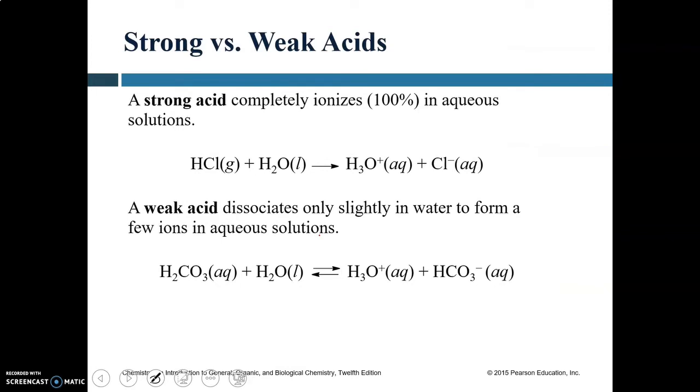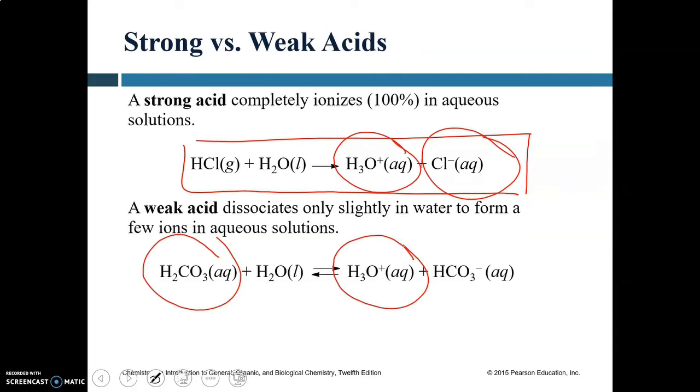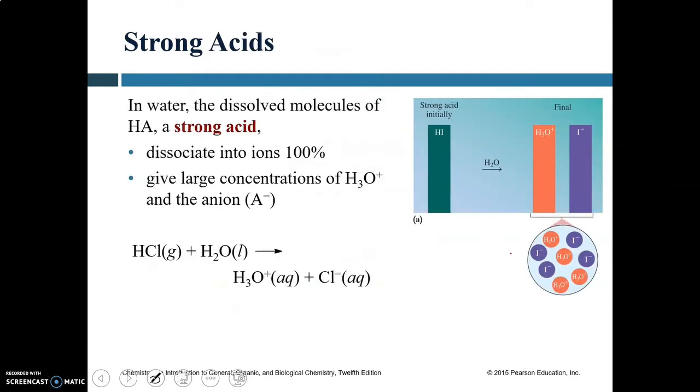So let's talk about strong and weak acids. A strong acid completely ionizes in aqueous solution. So hydrochloric acid, for instance, completely dissociates into hydronium ions and chloride anions. A weak acid, such as carbonic acid, when it interacts with water, forms few hydronium ions and few bicarbonate ions, but most of it exists in the molecular form. So, for instance, hydroiodic acid, when dissolved in water, completely dissociates into hydronium ions and iodide.